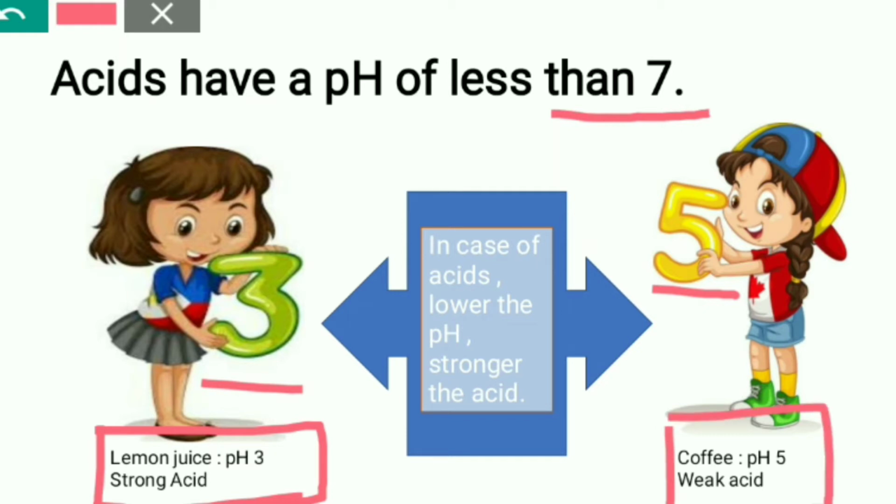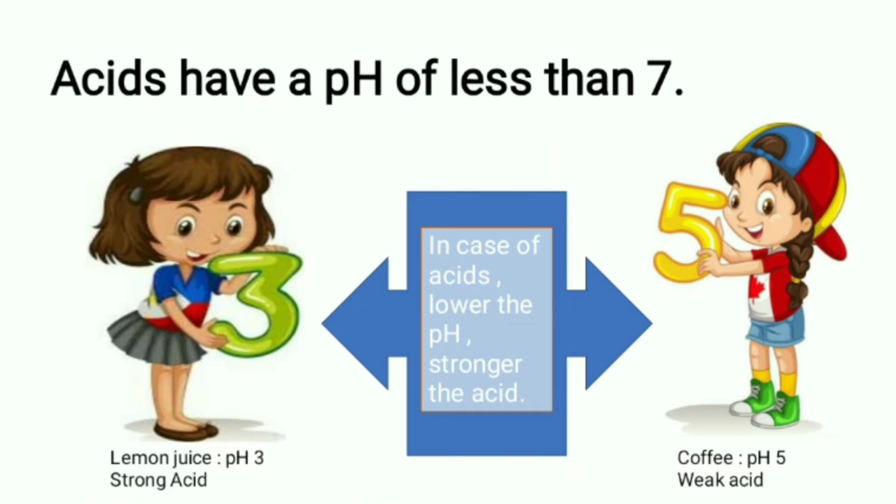Now in case of acids, we all know lower the pH, the stronger the acid. So which is having the lower pH? The pH 3, that is the lemon juice. So which is the strong acid? Lemon juice. That means lemon juice is the stronger acid than coffee.